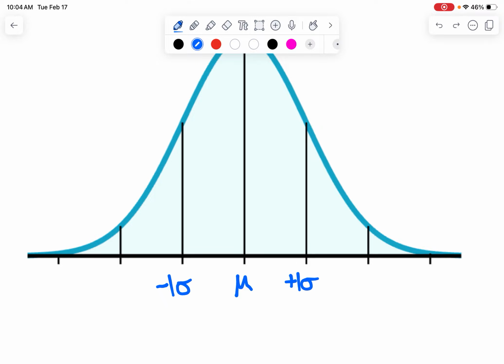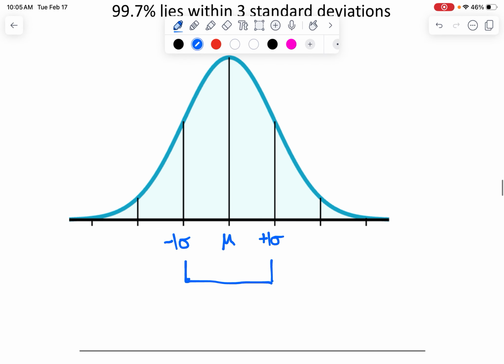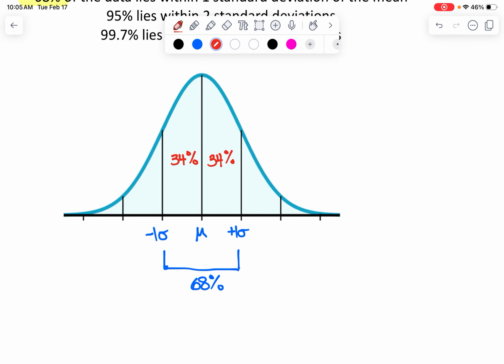And so what it says here is that 68% of the data lies within 1 standard deviation. So that means from here to here is 68%. Okay, and then if that's true, then in here, 68% cut in half would be 34%. So this is then also 34%.